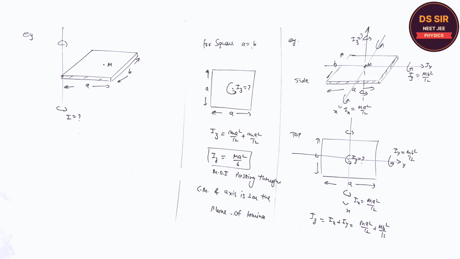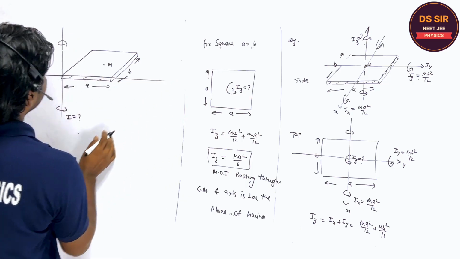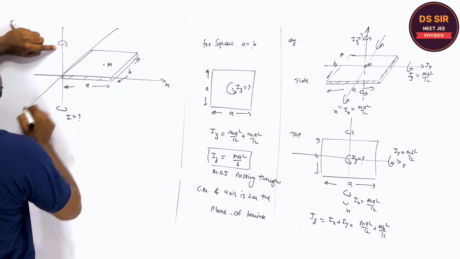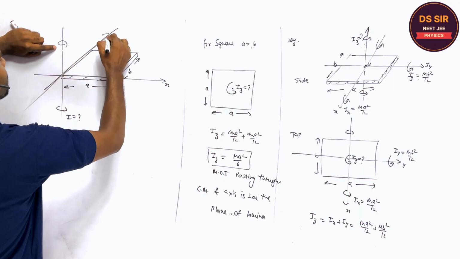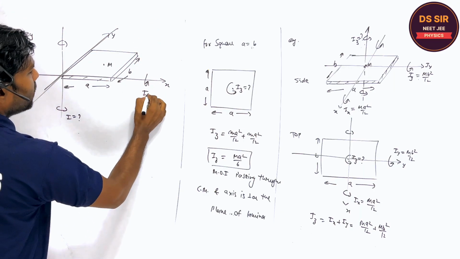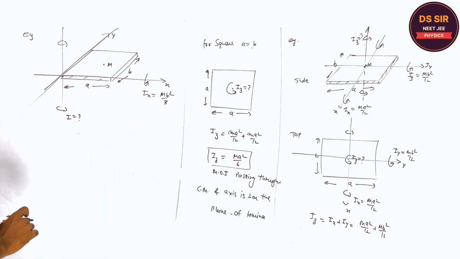Very nice. Okay, so how to solve this? Suppose we have to find this. Assume this is the x-axis. Assume this is the y-axis, right? If you rotate about this axis, what is the moment of inertia? Say mb square by 3. Is it clear or not, you tell?